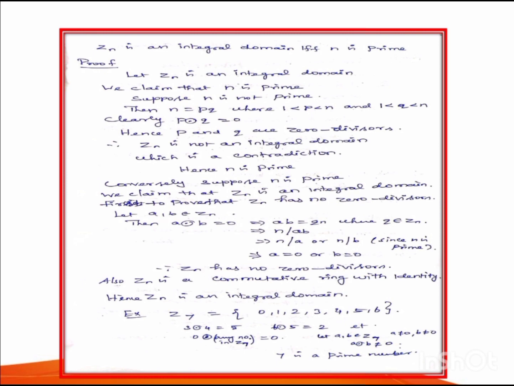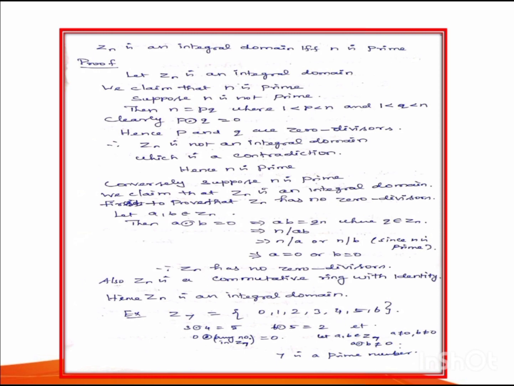Given n is a prime, so n divides either A or B. Therefore n divides A or n divides B. So n divides A means in the integer modulo n, the remainder is 0. Therefore A equal to 0. So n divides B means in this element B belongs to Zn, the remainder value is 0. Therefore B equal to 0. So given we get the result A ∘ B equal to 0, we get the result either A = 0 or B = 0. Therefore Zn has no zero divisor.